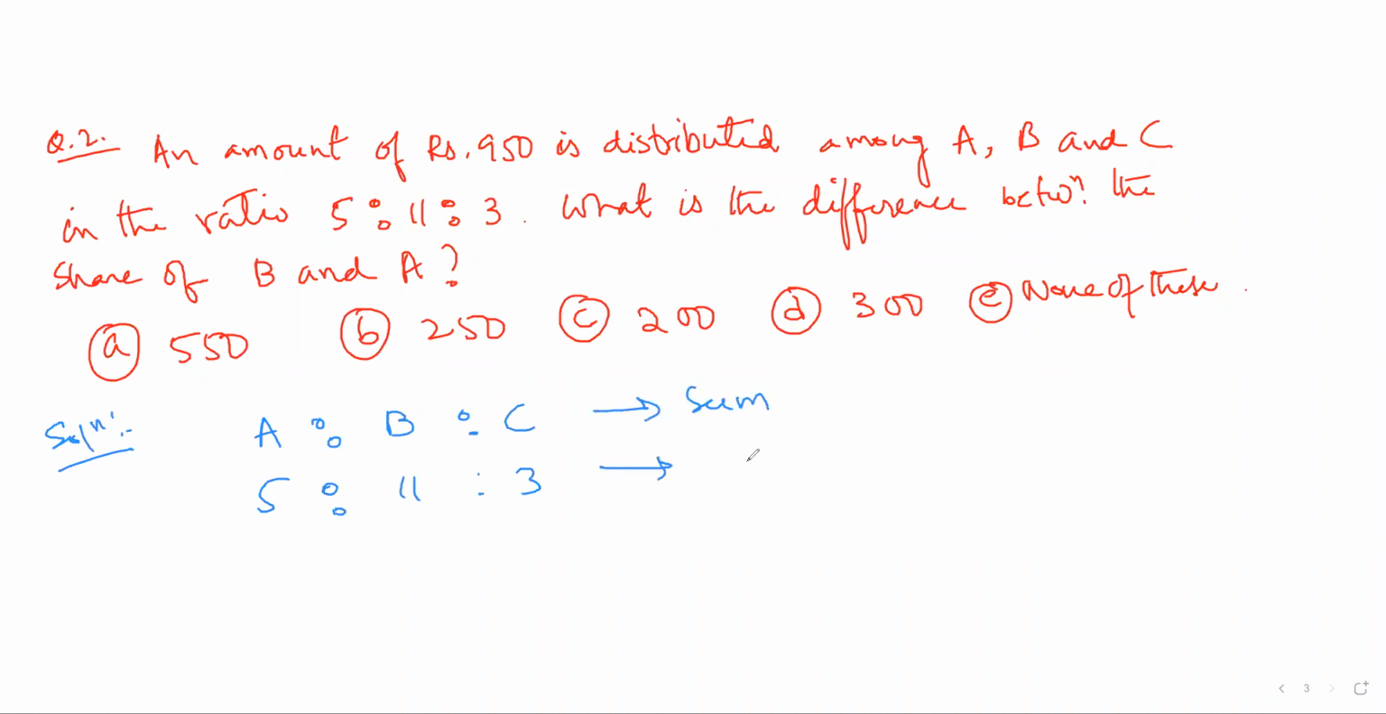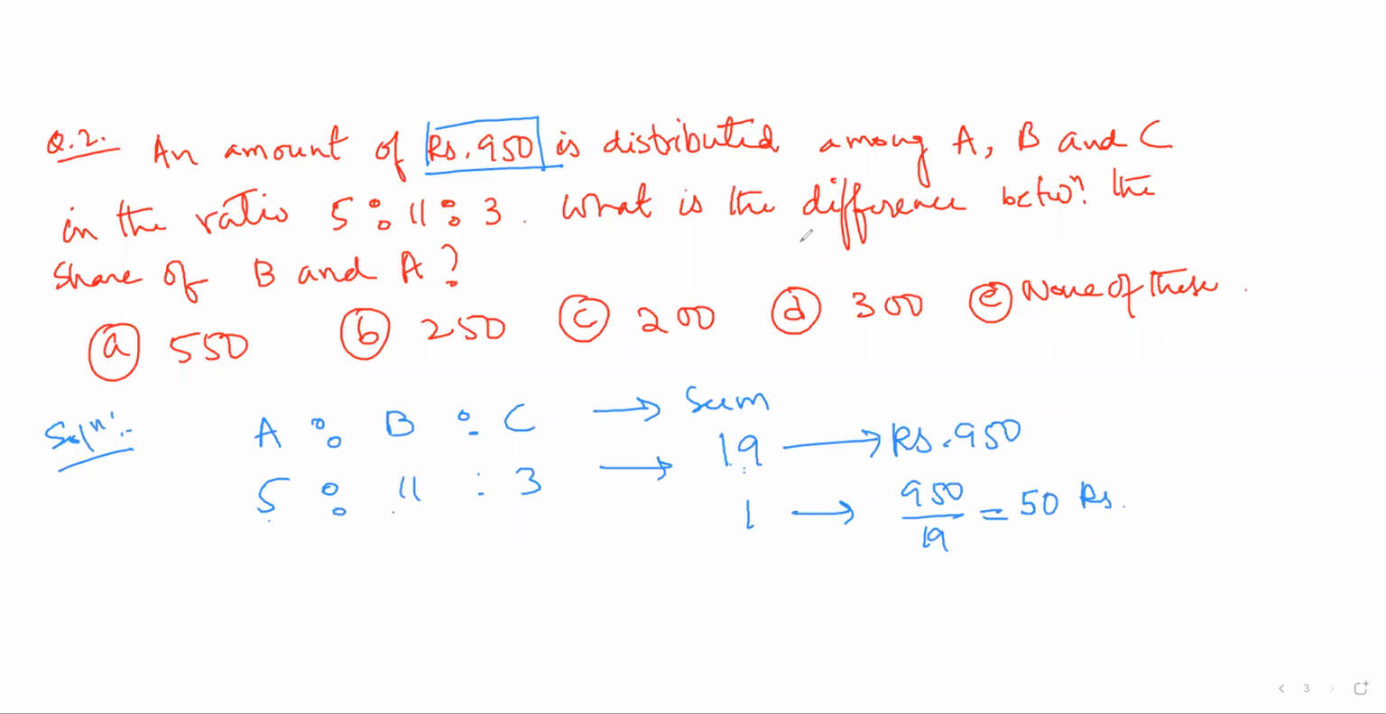Now, first find the sum. What is the sum? The sum of all of this, 5, 11, and 3, will be 19. But according to the question, this 19 is equivalent with how much money? 950. So 19 is equivalent with 950. So 1 is equivalent with how much? 950 by 19. That means 50. The amount is 50.